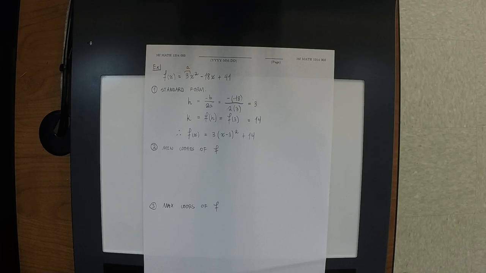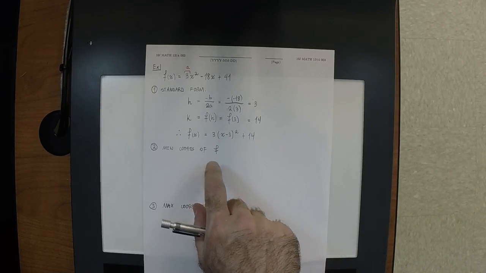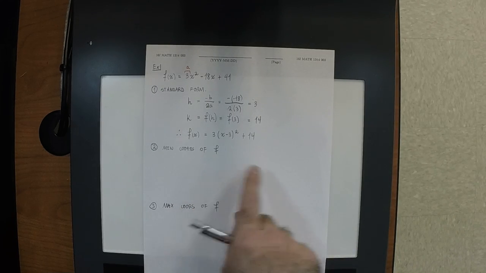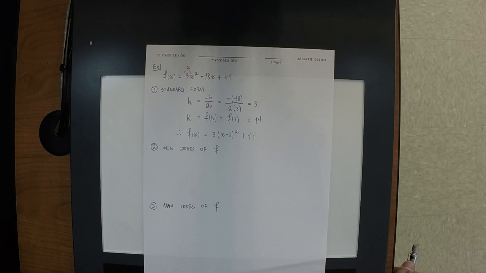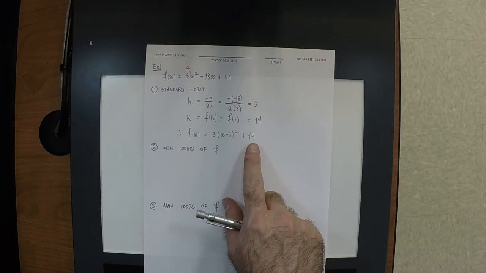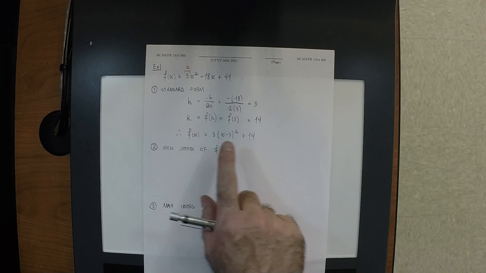Well, no, 3 is not, it depends on what you, you have to be specific. So, okay, so then what is the minimum value that this function can output? 14. It couldn't possibly output anything smaller than 14, why not? That's the y-intercept. That's not the y-intercept. But that's when x is 3.